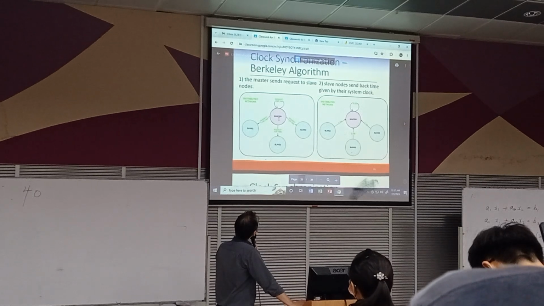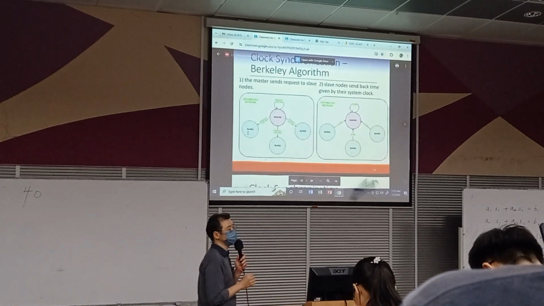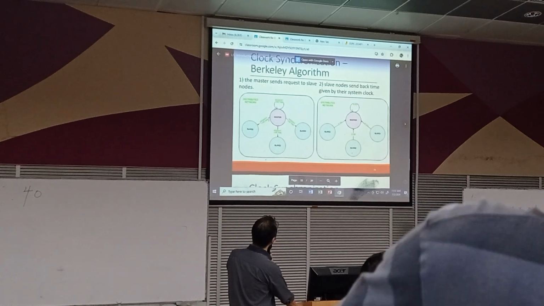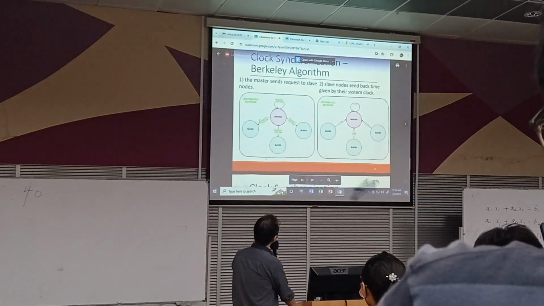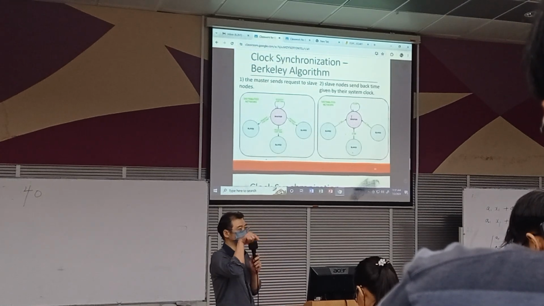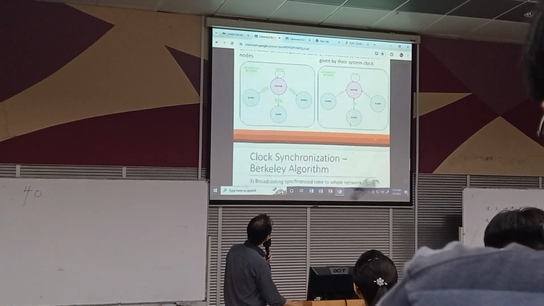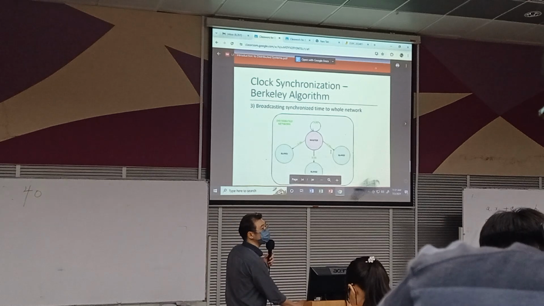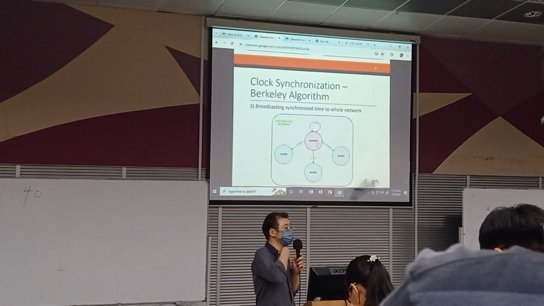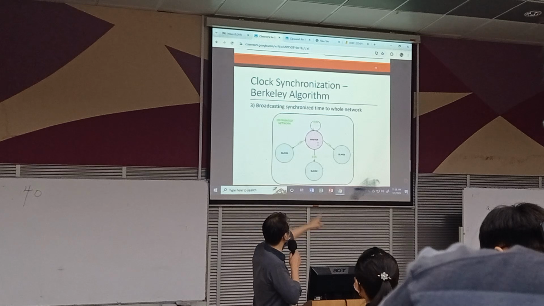What it does is this: the master will request the time from the slave. He requests, and then the slave will return back his time. Then the master will take the average of these times, and then apply it to all of them. So right now, the server, the master, doesn't care about accuracy because it changes its own time as well. It finds the average of all, and then it disseminates these messages to all of them.